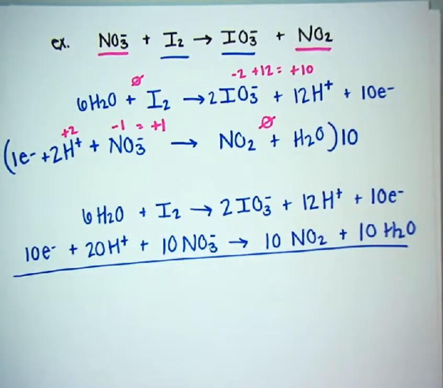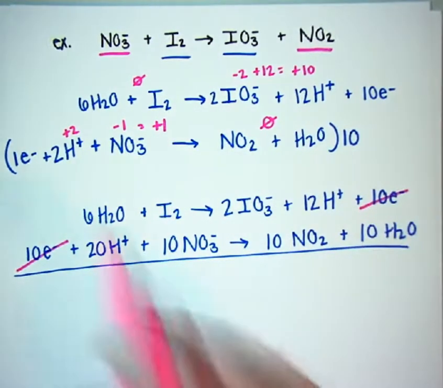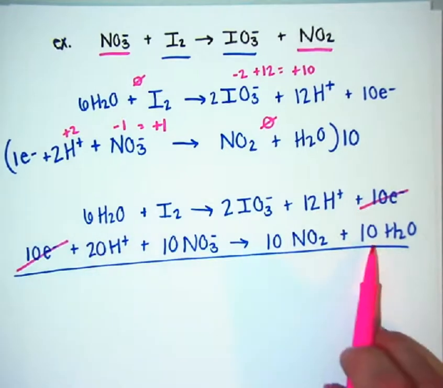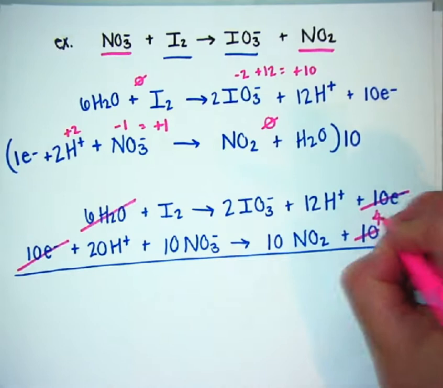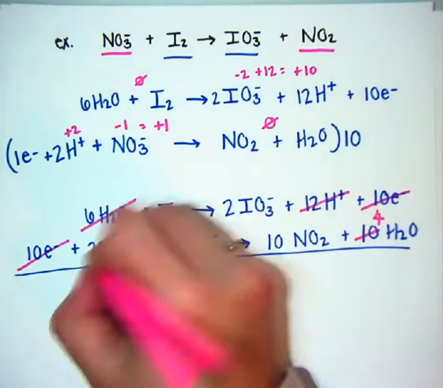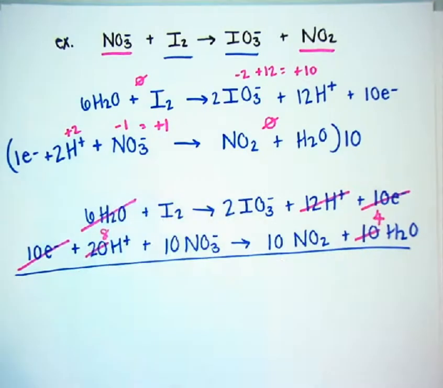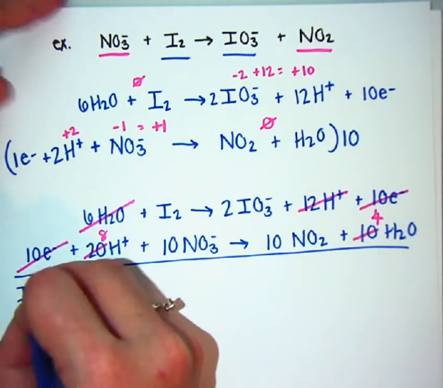Let's see what we can cancel out. 10 electrons, 10 electrons. 6 waters, 6 waters, that gives me 4 left over. 12 hydrogens, cancel out 12, that gives me 8 left over. So what I have left, I'm going to rewrite.